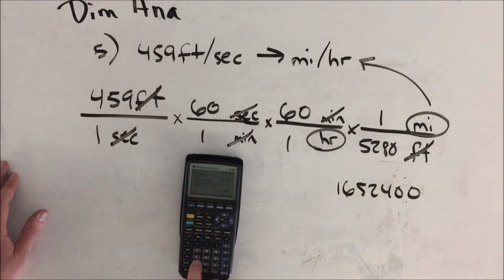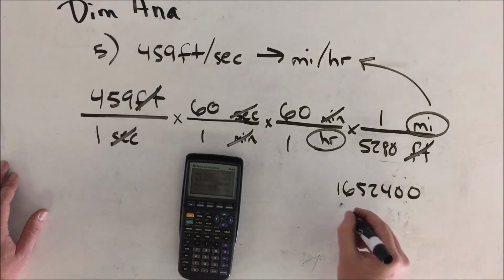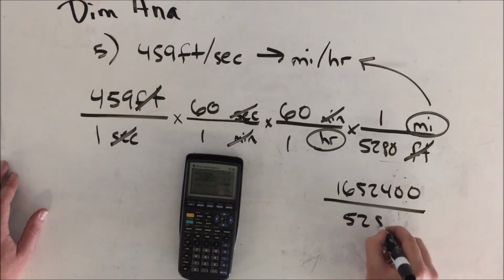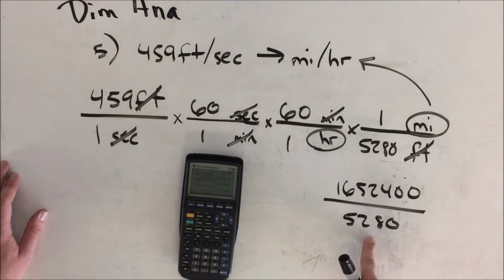I'm going to go ahead and do the bottom. 1 times 1 times 1 times 5280. I get another answer, which is obviously 5280. That's my answer for the denominator.